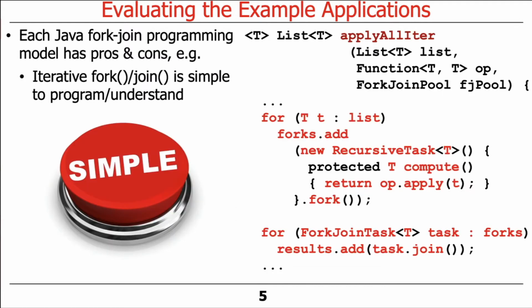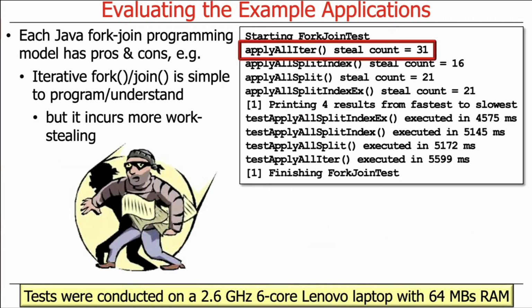in computing. It's probably the case that this iterative fork join approach that we see here is fairly simple to program and understand. You just have two loops. Everything is kind of localized to this one place in the code. It's really easy to understand once you understand how lists work in Java, once you understand how for each loops work in Java, once you understand how forking and joining works in Java, piece of cake.